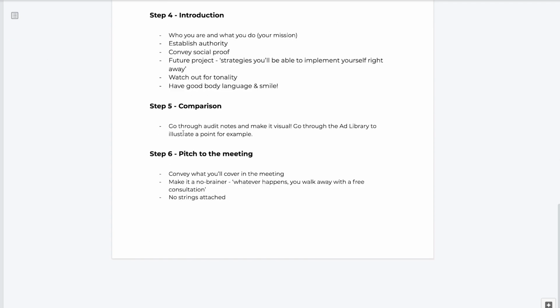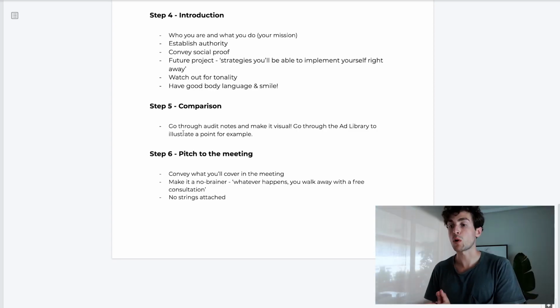And the final thing is you want to pitch the meeting. So what you want to do is you want to convey what you cover in that meeting, and you want to make it a no-brainer, no obligation thing. And so you can say whatever happens, you'll still walk away with a free consultation. Whatever happens, my team and I will literally get you sorted with actionable strategies, right, that we're using right now. Whatever happens, you still walk away with a ton of value. I think you get the point.